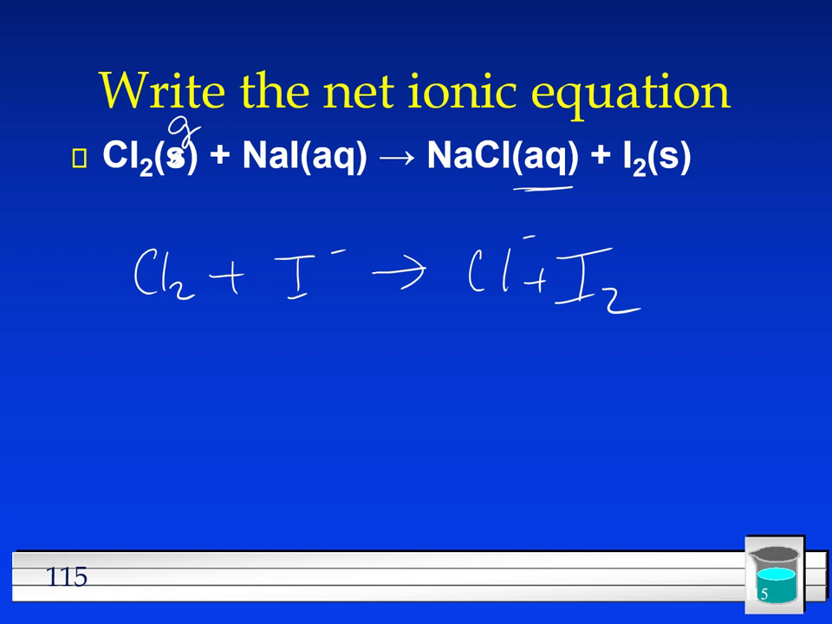So the ion I need to make I2 is the I-. The ion I get when I break up Cl2 is the Cl-. Is it balanced? Nah, put 2 there. Get my 2 I's, put 2 there to get my 2 Cl's. My left-hand side is 2 negative. My right-hand side is 2 negative. This is balanced.